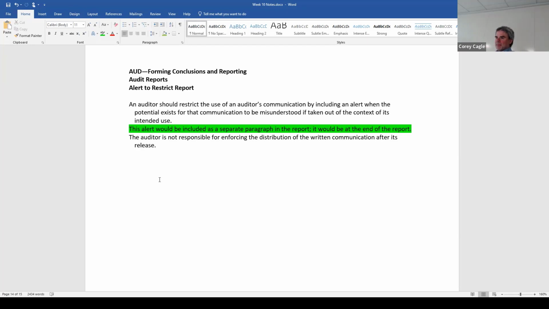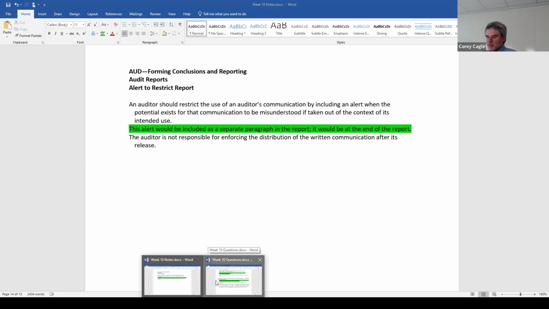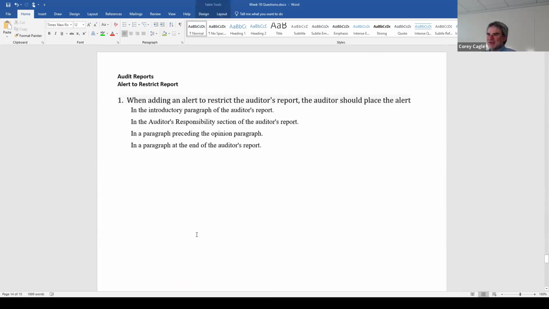That would be like a separate paragraph at the end of the report. We don't have to enforce the distribution of it or anything like that. We just stick a line on there and call it a day. So that is what we would do. And the only question is a simple question about where to put that in the report. So we will put it at the end. There you go. So quick little area, or quick little chapter there.